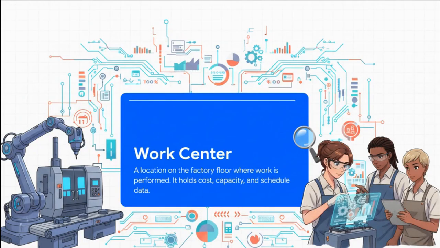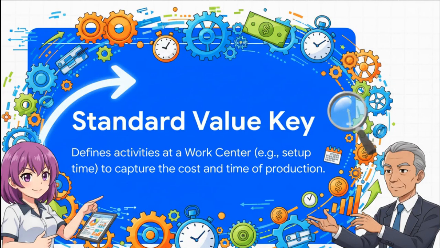Next, we have the work center. This is the where. It's a specific machine, an assembly line, or maybe even a team of people. But a work center is so much more than just a place. It's a critical data hub that holds all the essential info about costs, how much it can produce, and its schedule.